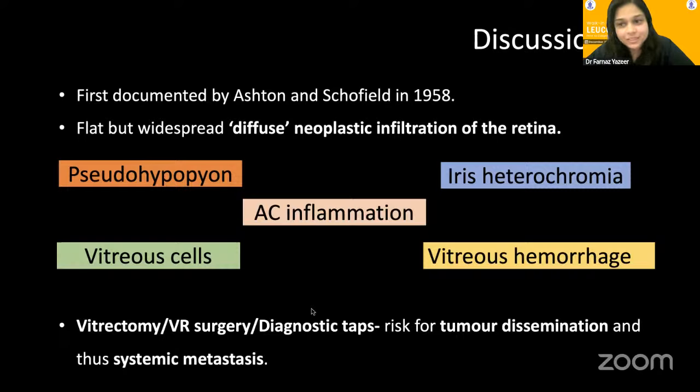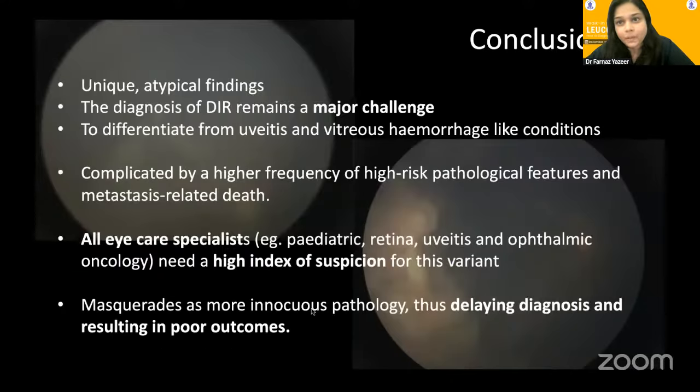Furthermore, inadvertent attempts at diagnostic taps, vitreoretinal surgeries, vitrectomy, add risk of tumor dissemination and thereby systemic metastasis. Presenting with unique atypical findings, the diagnosis of diffuse infiltrating retinoblastoma remains a major challenge, particularly when it is difficult to differentiate it from conditions like uveitis and vitreous hemorrhage in children.